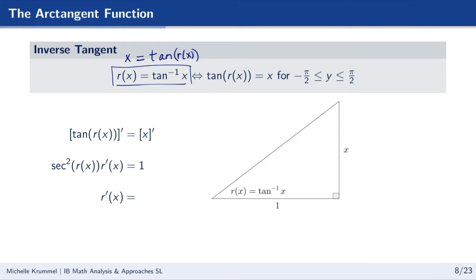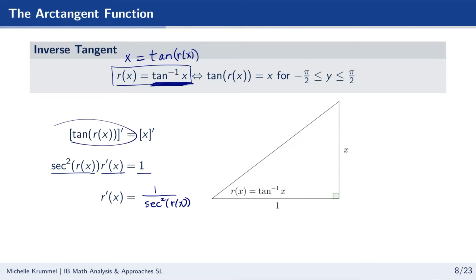And we'll take the derivative of both sides. So the derivative of tangent r of x, this is tangent stuff right here. The derivative of tangent stuff is secant squared stuff times the derivative of the stuff. And then the derivative of x is equal to 1. Now we're solving for r prime of x because ultimately that's what we want to know. The derivative of tan inverse x is the derivative of r of x. So we want r prime of x. So we'll divide both sides of this equation by secant squared r of x.